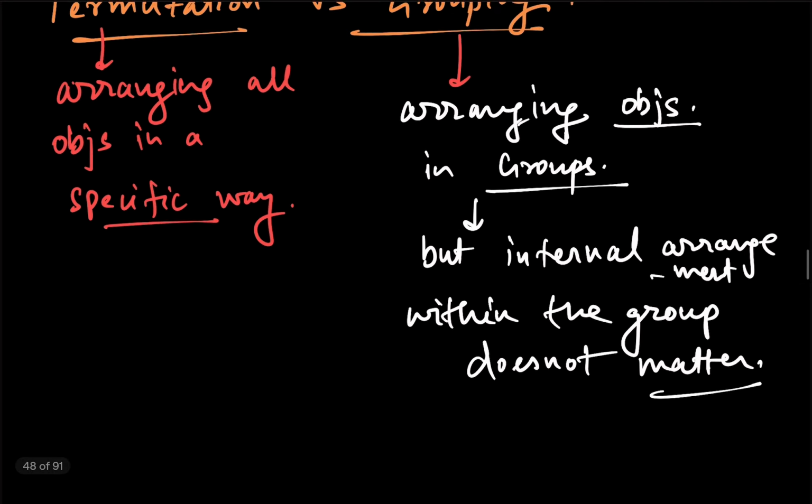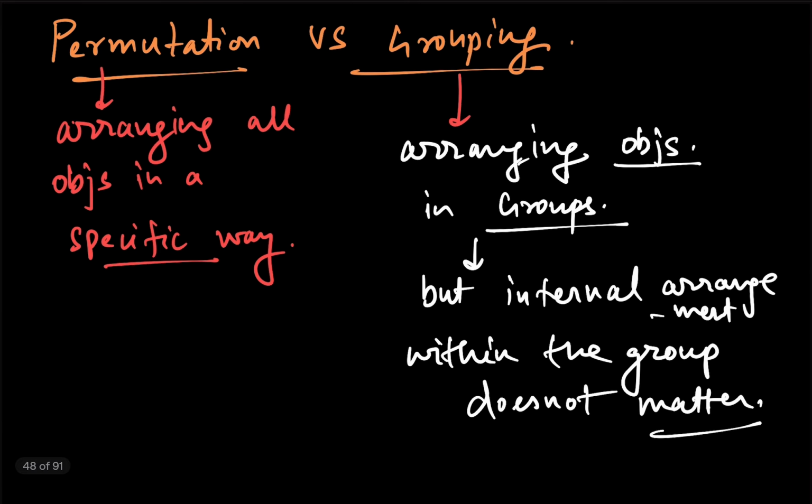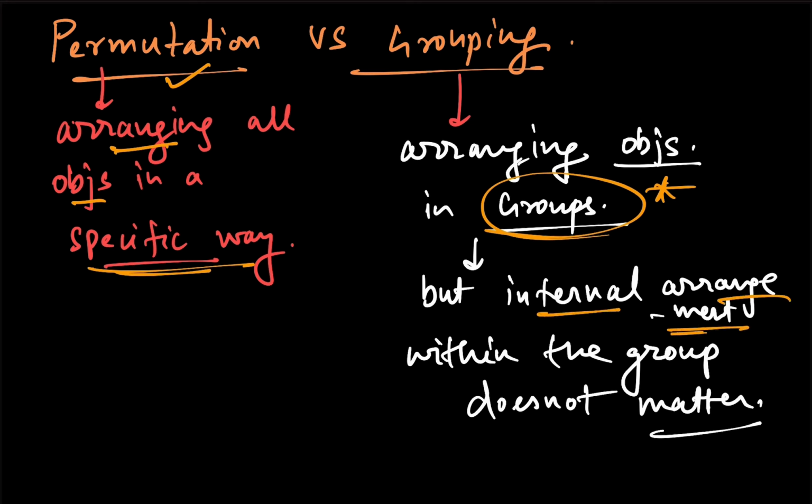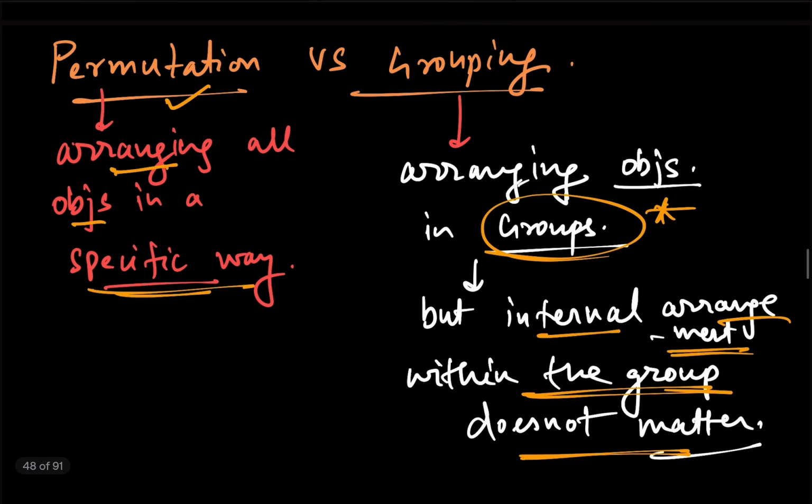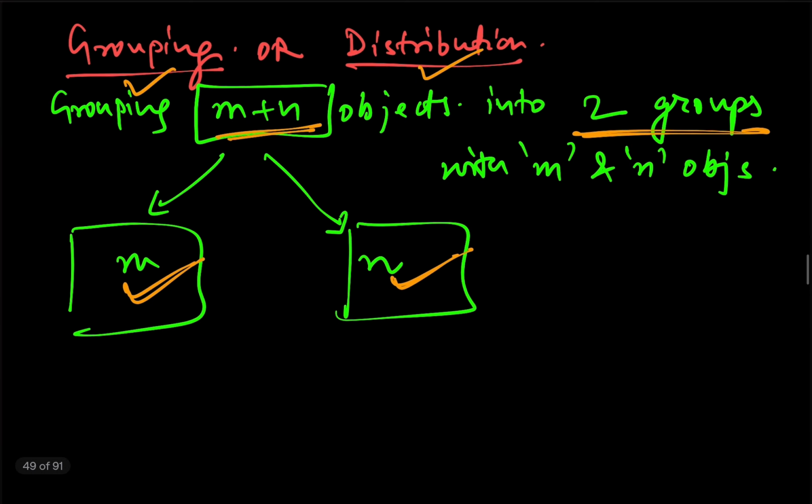Sometimes we often confuse grouping with permutation. Permutation is actually arranging all the objects in a specific way, but grouping is arranging objects in a group where the internal arrangement of the group does not matter. While grouping, we don't inquire about the internal arrangement of the group. But in permutation, the whole set of distinct objects is arranged in a specific manner, whereas in a group we don't give emphasis to internal arrangement, so we do it at the group level.